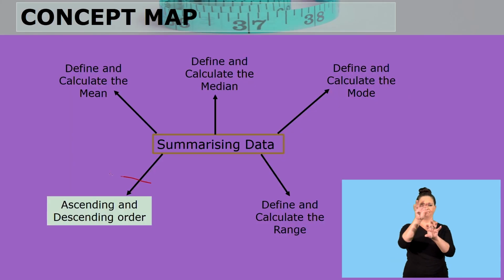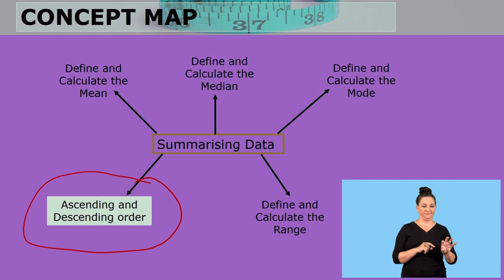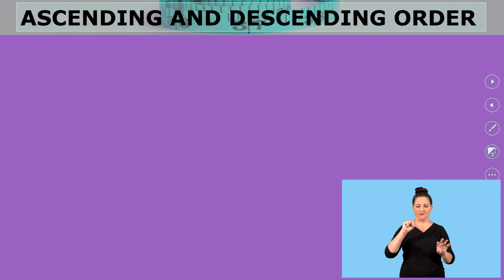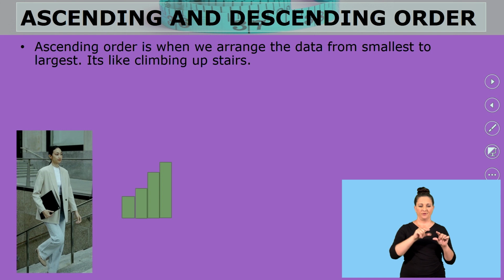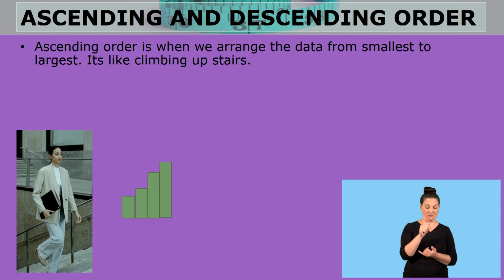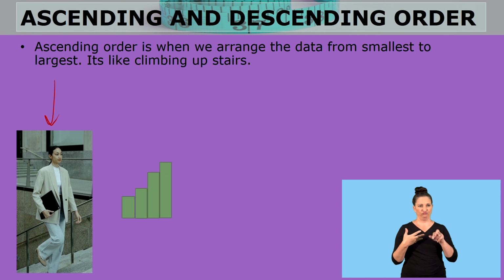So if you look at my concept map, let's begin with ascending and descending order. Ascending order is when we arrange the data from smallest to largest. It's like climbing upstairs. So if you look at the lovely lady, you notice she's climbing upstairs there. If we imagine these four little green bars that I have as being stairs, ascending order would be to go up these stairs, to ascend the stairs, like that.